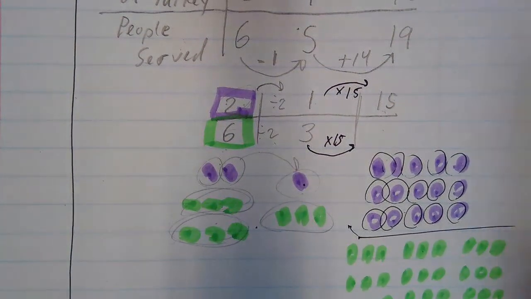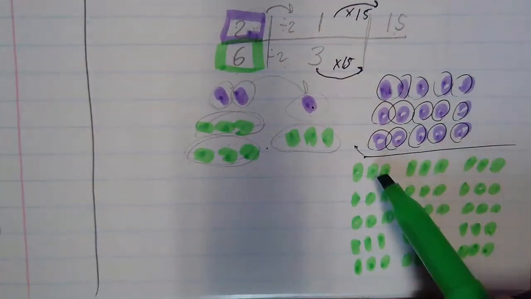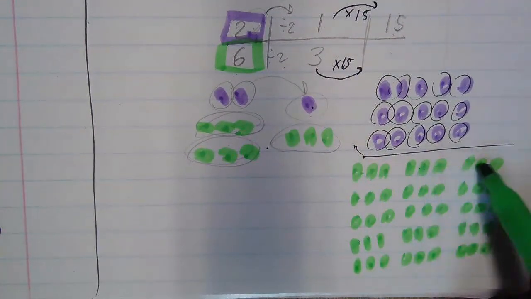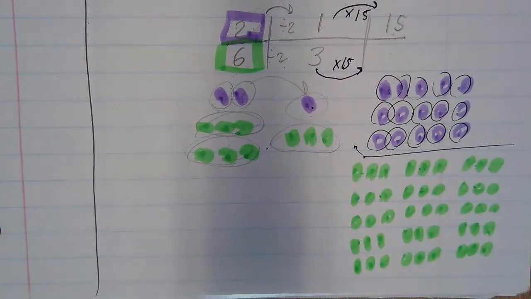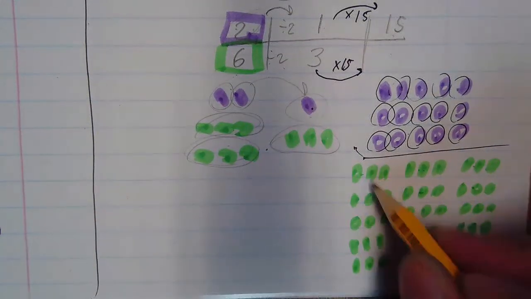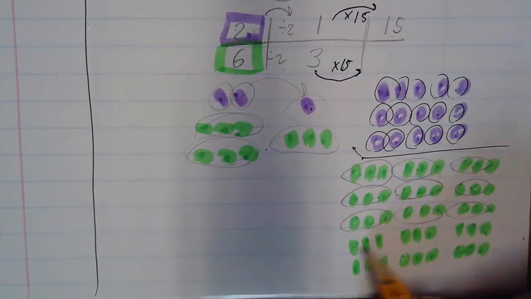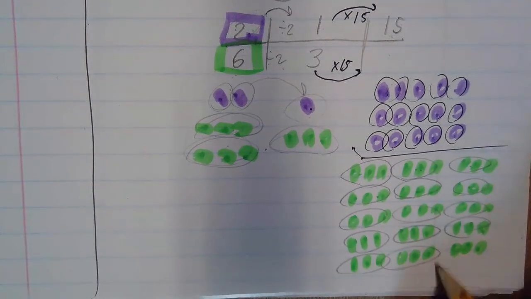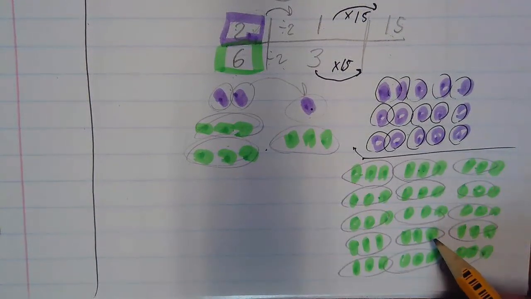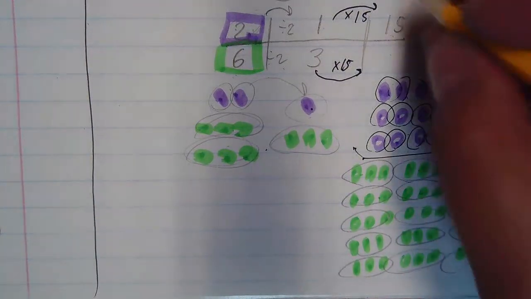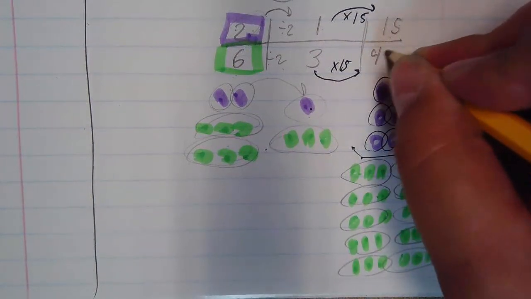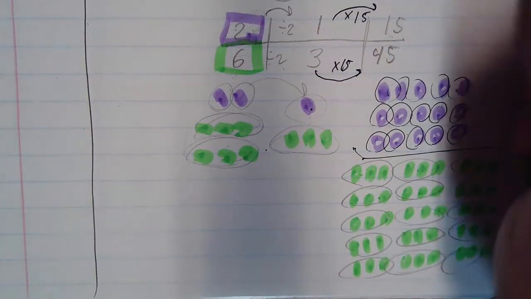Let me make sure I got this right. I hope I didn't mess this up. 15 groups of 3. 1, 2, 3, 4, 5, 6. Let me circle with a pencil in case I mess up. 1, 2, 3, 4, 5, 6, 7, 8, 9, 10, 11, 12, 13, 14, 15. All right. Dear Lord, that means it's 45 people. 15 pounds of turkey can serve 45 people.